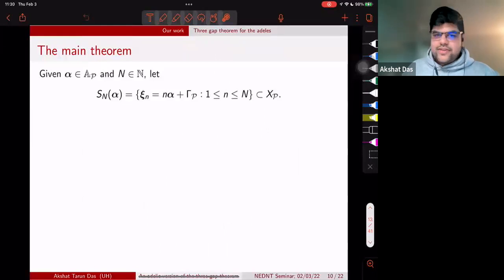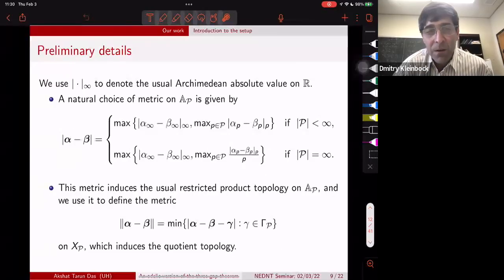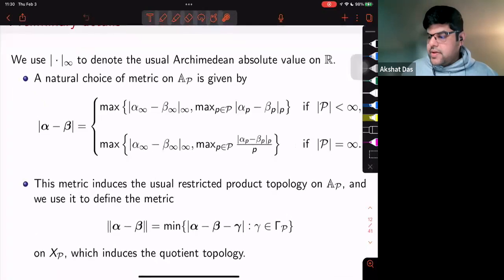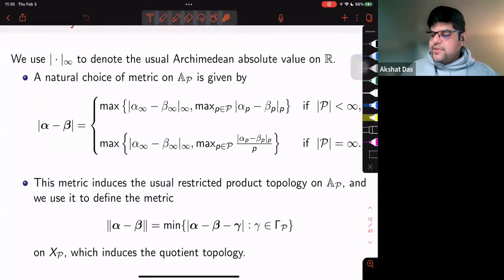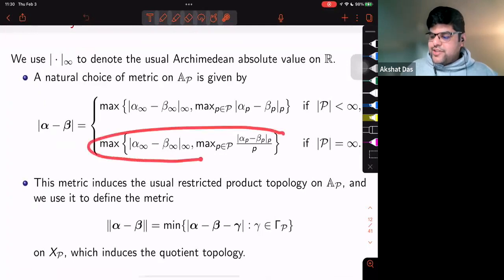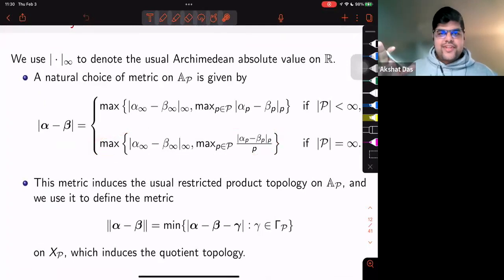Can you explain what happens if you don't divide by P? Why is it important to divide by P for the infinite case? This was the natural choice of metric that we were taking from a different paper where they needed it.